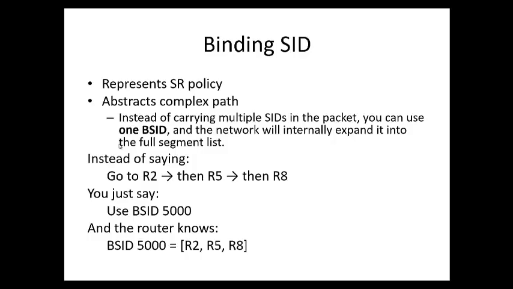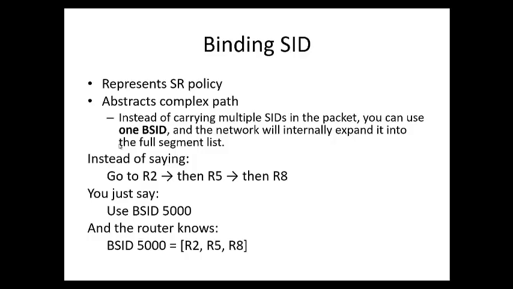So instead of mentioning the list one by one, you simply map to the list, because the list is identified using an ID called binding SID, which is 5000 here. When you say 5000, it shows 3 SIDs: R2 SID, R5 SID, R8 SID.